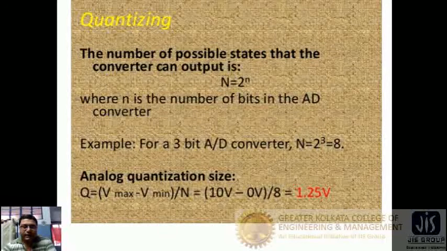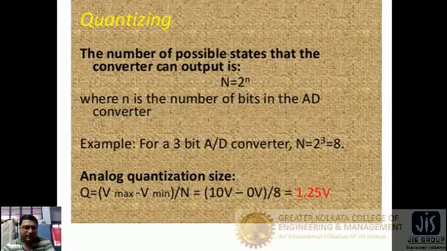N equal to 2 to the power n: the number of possible states the converter can output is N equal to 2 to the power n, where n is the number of bits in the analog to digital converter. For example, for a 3-bit analog to digital converter, N equal to 2 to the power 3, that means 8. Analog quantization size Q equal to (Vmax minus Vmin) divided by N. This is the step size for converting from analog to digital.